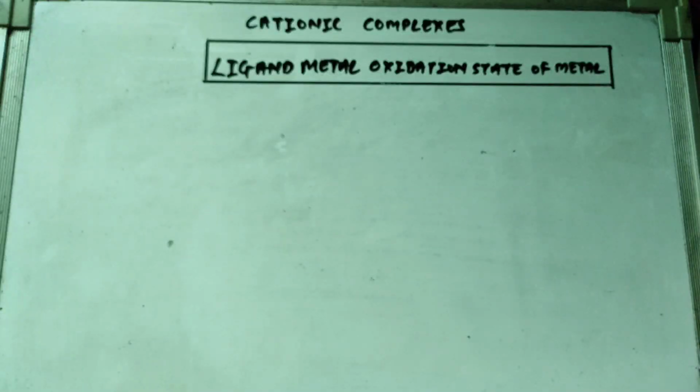Now that we know how ligands are named in coordination complexes, we are going to start with cationic complexes. Cationic complexes are named in the following order. First, we write the name of the ligand by using prefixes like di, tri, tetra, penta, etc. Ligand name is followed by name of metal. Metal name is followed by oxidation state of metal, which is written in Roman numerals in brackets. And oxidation state of metal is followed by name of anion if it is present.